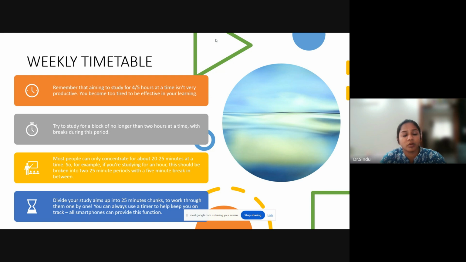Most people can only concentrate generally for 20 to 25 minutes at a time. So, for example, if you are studying for an hour, this should be broken into 25-minute periods. Then take a rest for 5 minutes and continue with the same work. Divide your study into 25-minute chunks and work through them one by one. You can always use a timer to help keep you on track. All smartphones provide this function. So this is the weekly timetable.